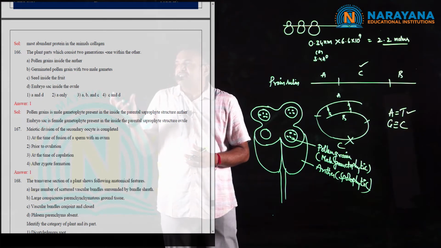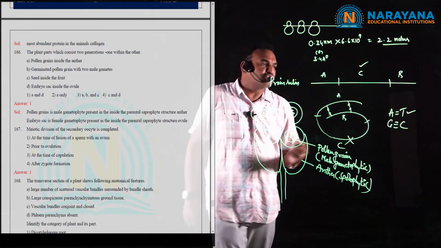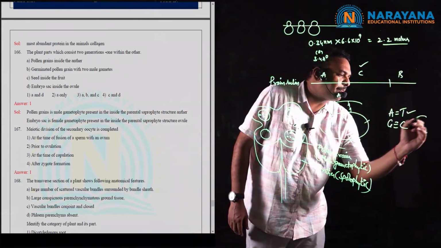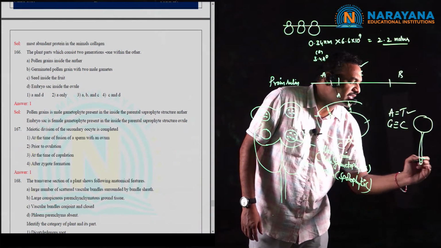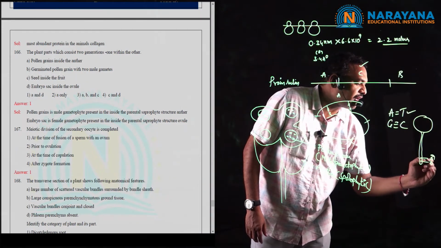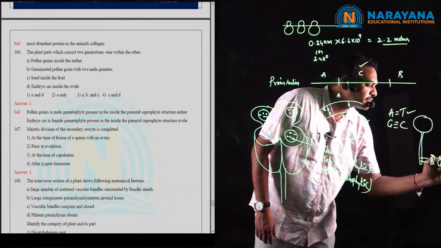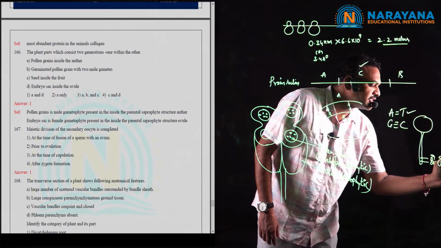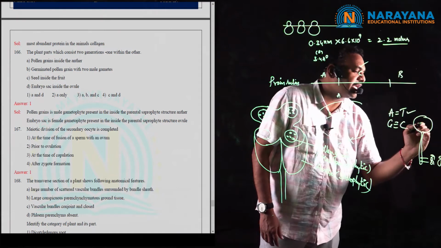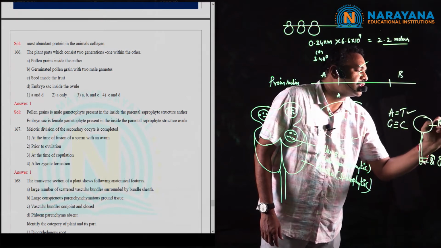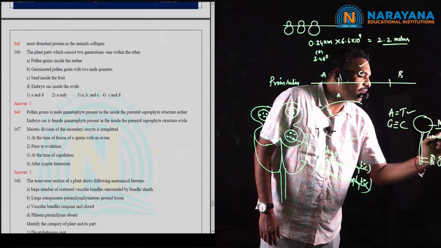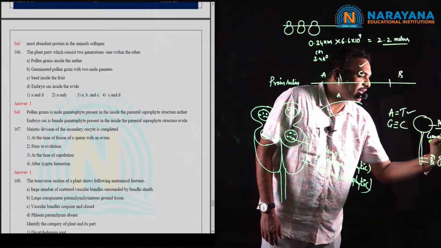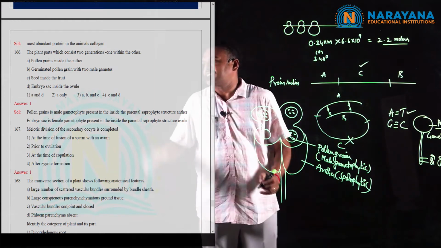Second one is germinated pollen grain with 2 male gametes. So this is a pollen grain which is germinated and it contains 2 male gametes. These male gametes belong to gametophytic generation, and this pollen also belongs to gametophytic generation. And that means this is not correct.